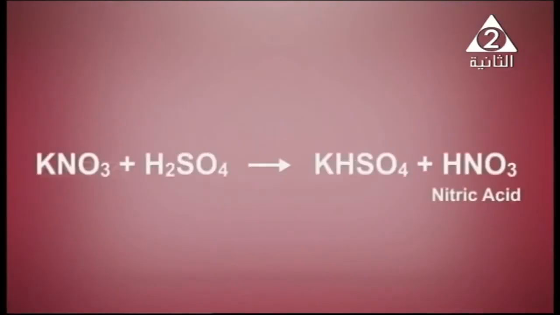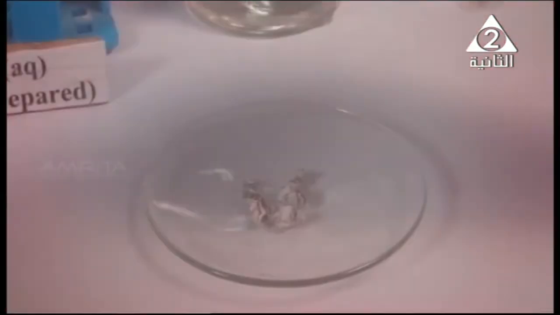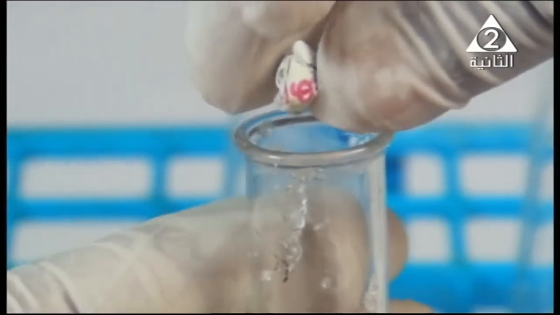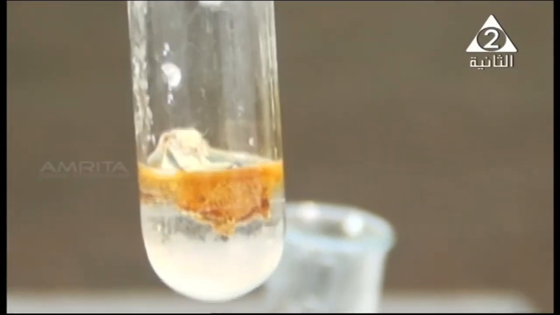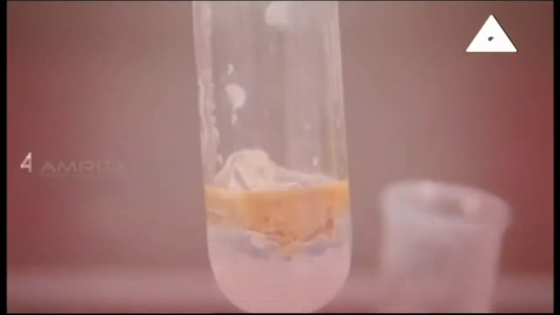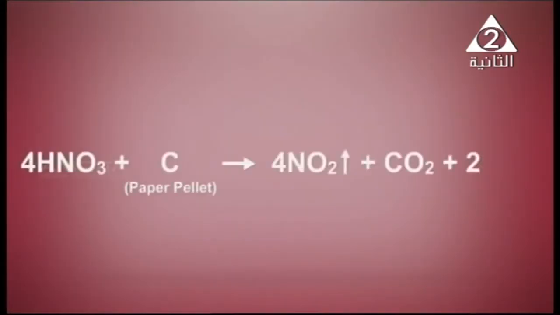KNO3 plus sulfuric acid gives KHSO4 plus HNO3, nitric acid. Nitric acid here is not stable. Look at the color here: when you add this paper, it changes into reddish brown. Yes, it changed. Do you know what happened? We have NO2 gas.